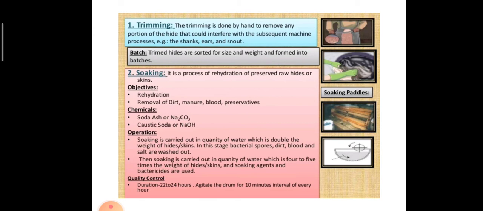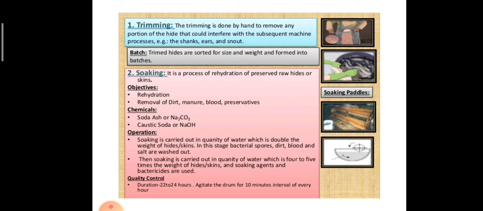Now, the chemicals to be used are soda ash, sodium carbonate, caustic soda and sodium hydroxide. Where is the operation done? Soaking is carried out in a quantity of water which is double the weight of the hides and skin. In this stage, bacterial spores, dirt, blood and salt are washed out.